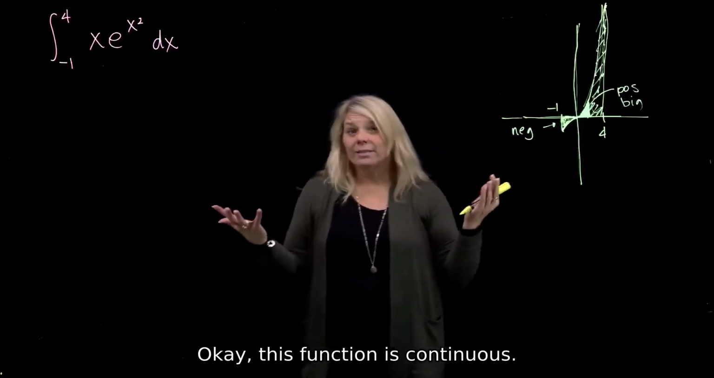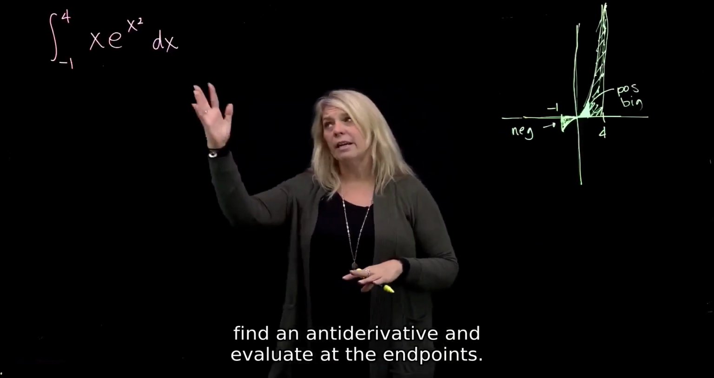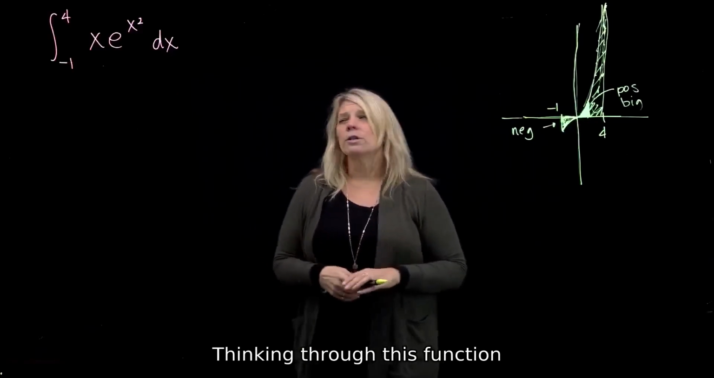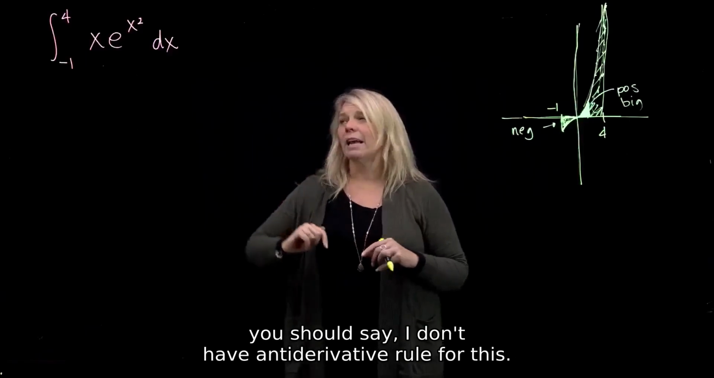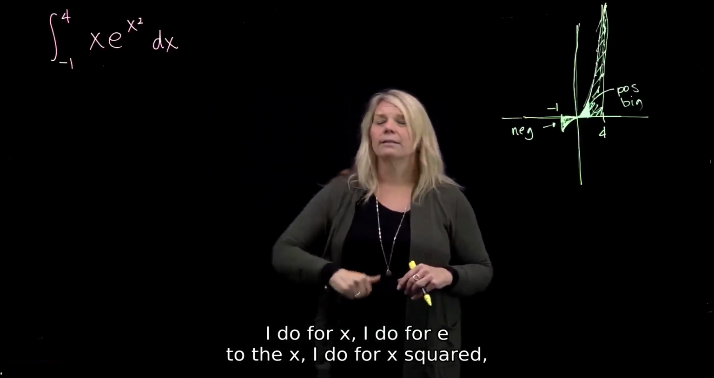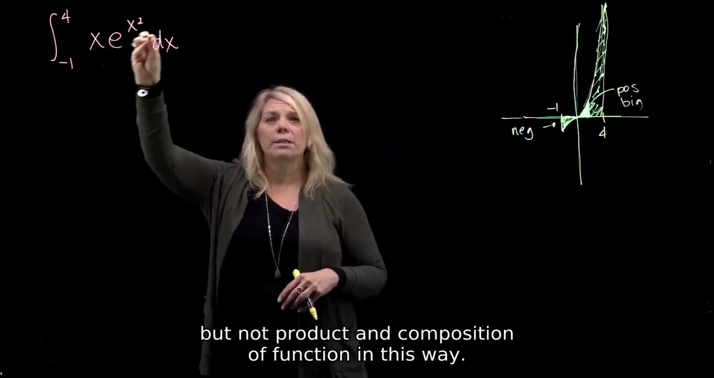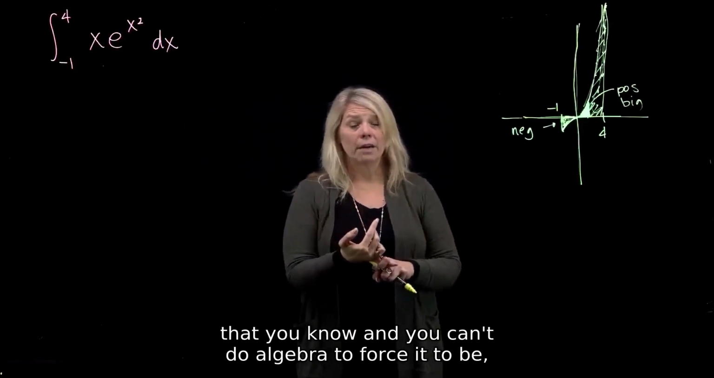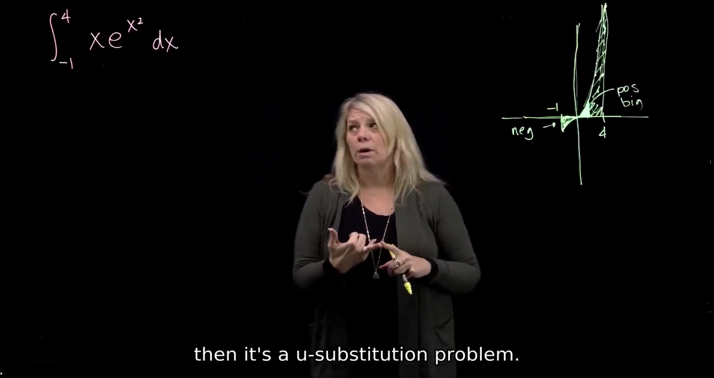Okay, this function is continuous, so we can use the fundamental theorem of calculus, find an antiderivative, and evaluate at the endpoints. Thinking through this function and our basic antiderivative rules, you should say, I don't have an antiderivative rule for this. I do for x, I do for e to the x, I do for x squared, but not a product and composition of functions in this way. All right, so if it's not a basic antiderivative that you know and you can't do algebra to force it to be, then it's a U-substitution problem.